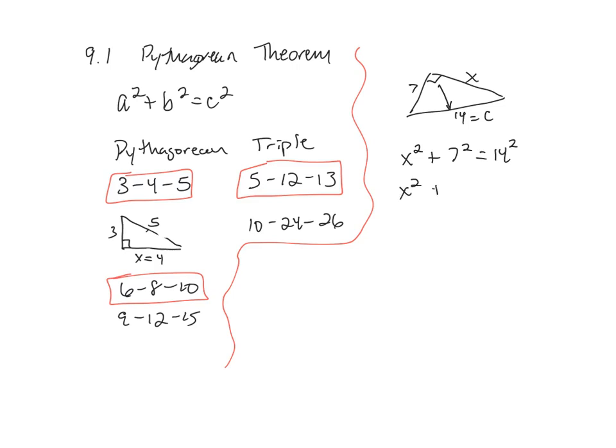So we have 7 squared is 49. 14 squared is 196. And then we get 145. No, we don't. We get 147.